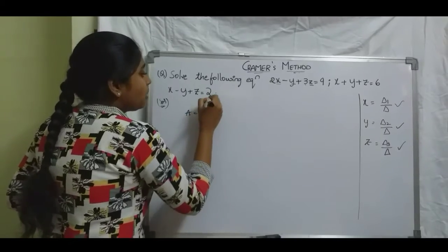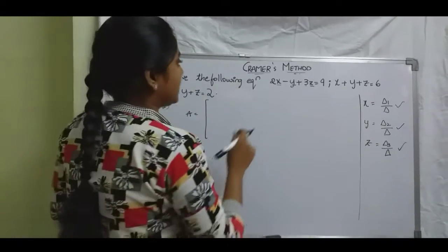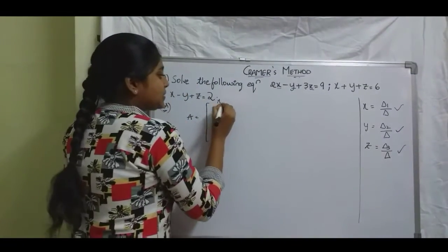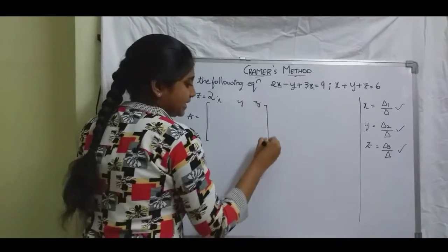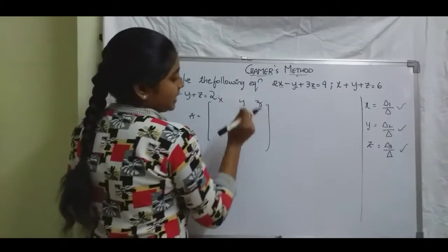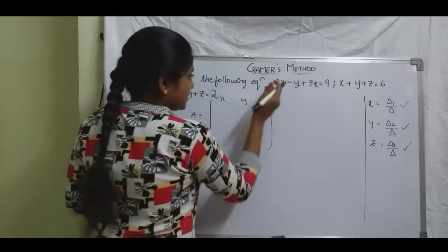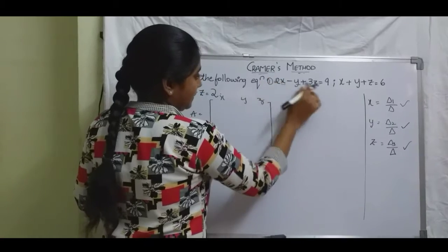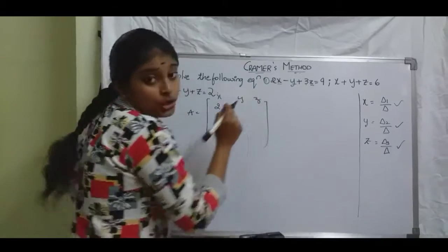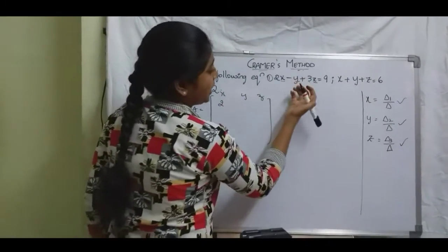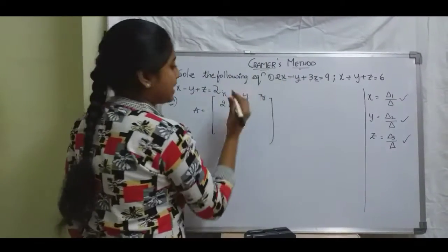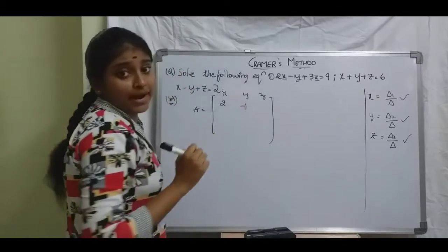A equals a matrix. Let us write the coefficients of the first equation, 2x, y, z. For the first equation, the x coefficient is 2. Now the y coefficient: there is nothing written, but it has a negative sign, so the y coefficient is minus 1.